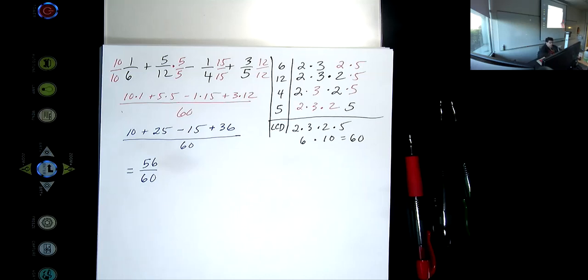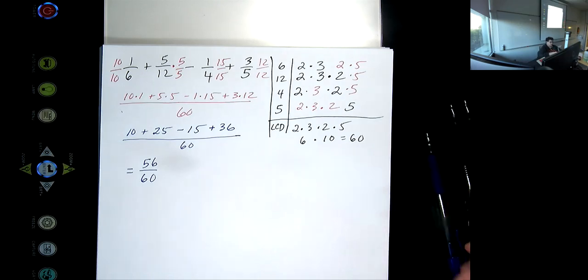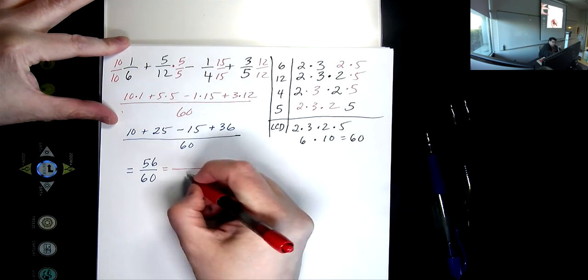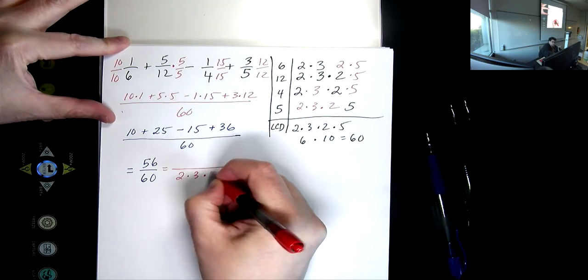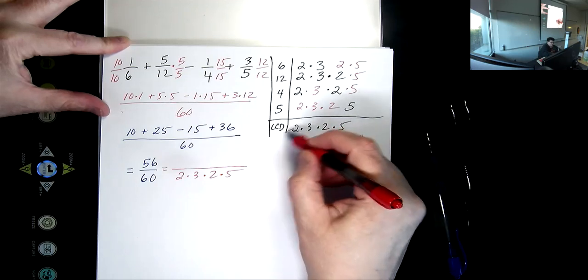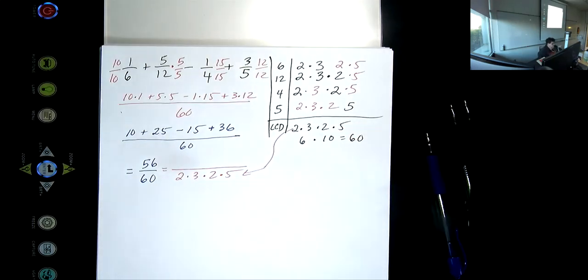So to reduce it, guess what? Since we did our table, we already know what the bottom looks like. We know it is 2 times 3 times 2 times 5. I don't need to try to refactor 60. I know what it is. I already had it. That's convenient.